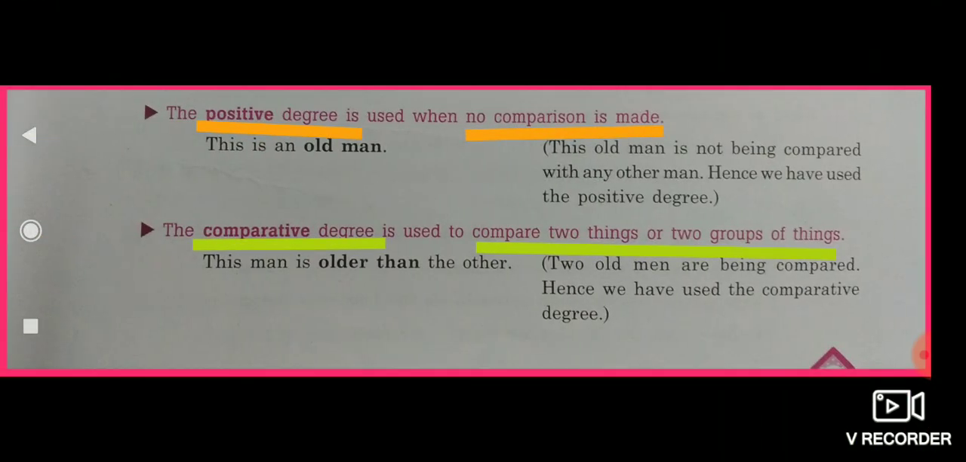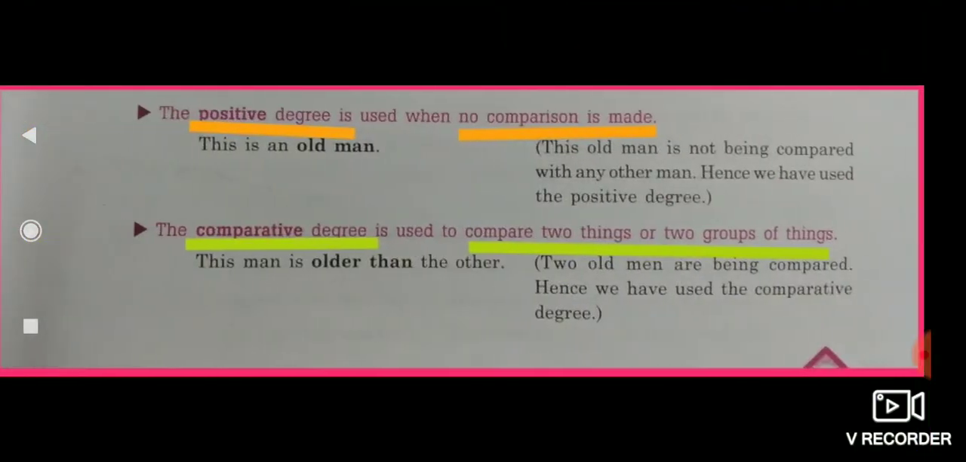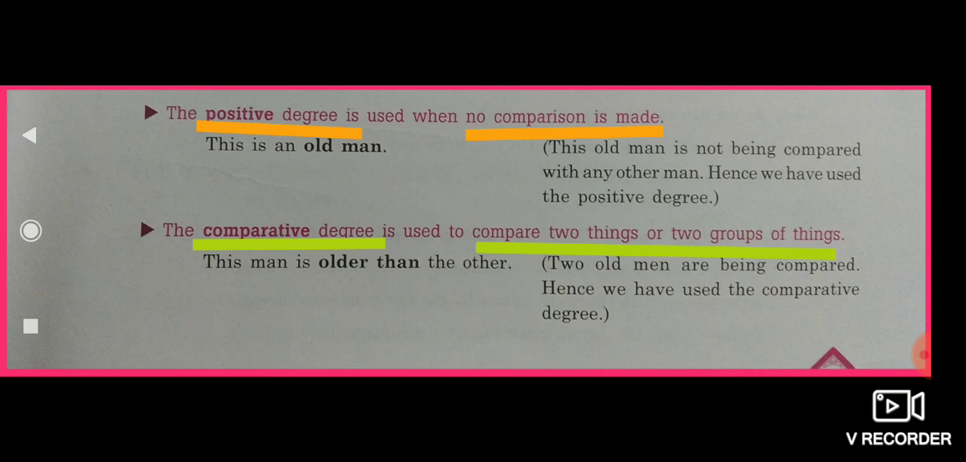First is positive degree. Positive degree is used when no comparison is made. Like this is an old man. Here the old man is not being compared with any other man. Look here, the first picture, this is an old man. So we have used here positive degree.